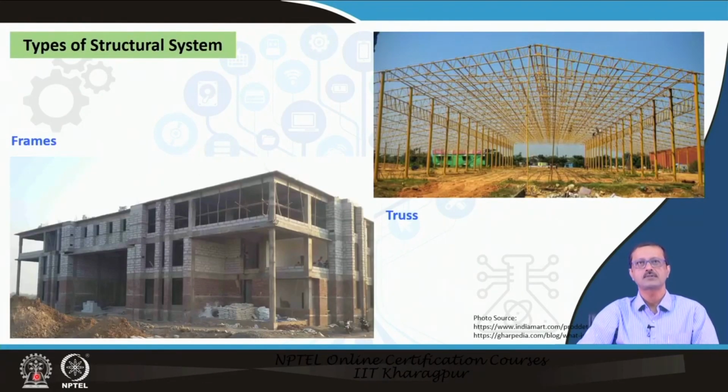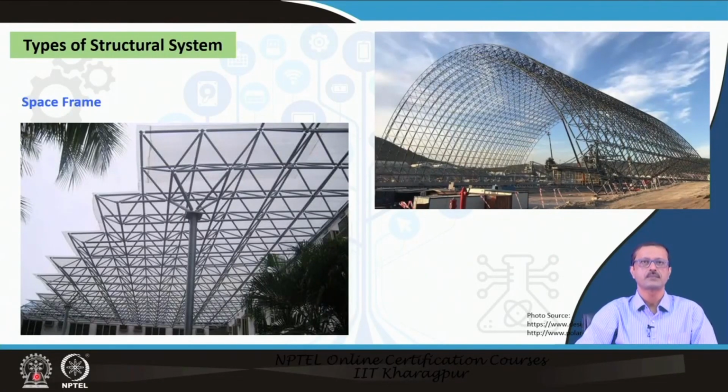Now, what are the types of structural systems? If I go one by one, I may have frames, the building frames. In the lower left corner picture you see a normal type of building which has frames. Frames means the column, beam, foundation and the slabs. We may also have trusses, which may be used for very long span applications.